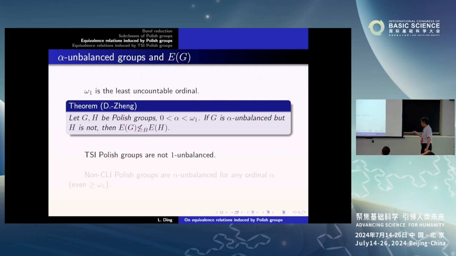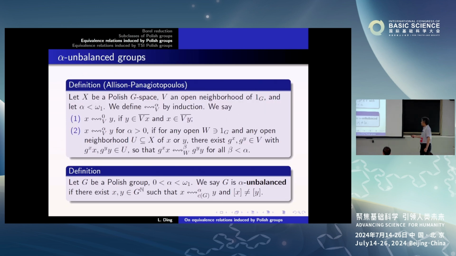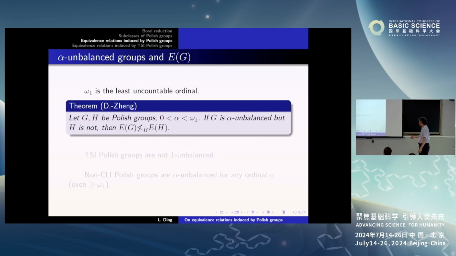First, all TSI Polish groups are not one unbalanced, sorry. And if G is non-CLI, then it's alpha unbalanced for any alpha, even if alpha is bigger than omega 1. Because in the definition, we require that alpha is less than omega 1, but here, the definition also works for alpha larger than omega 1. So, okay, that's it.